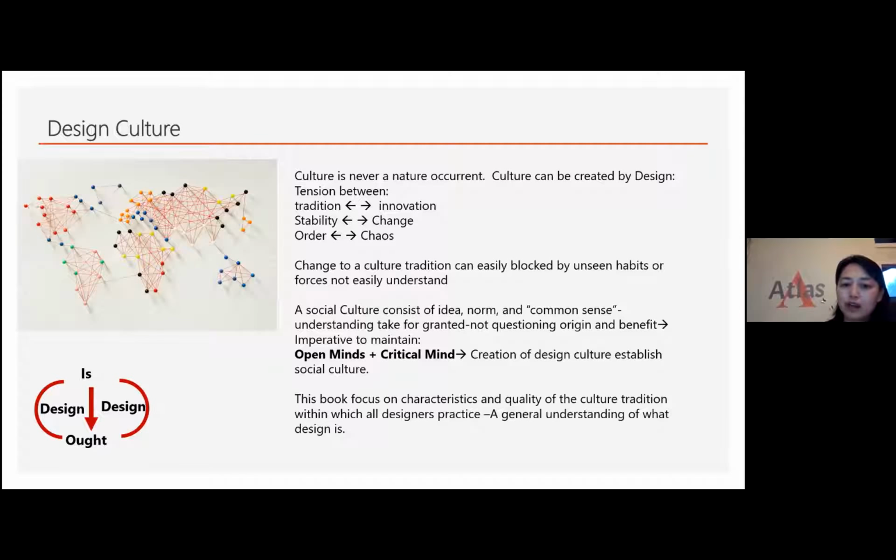This book is focused on the characteristics and qualities of the cultural tradition that all designers practice, to understand the general understanding of design, so we can all create a new design culture. I believe it will bring us a new way to solve all the problems and create a bright future for the whole world. Thank you.